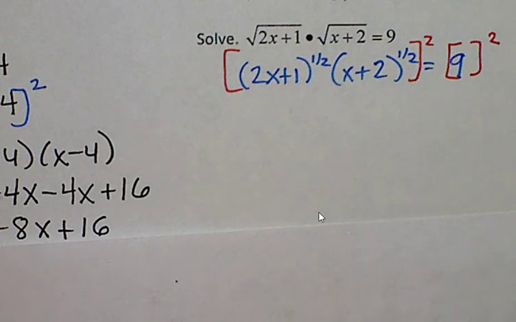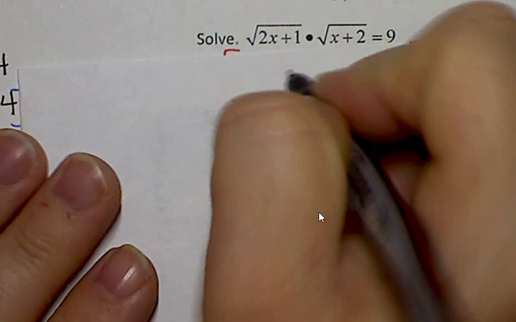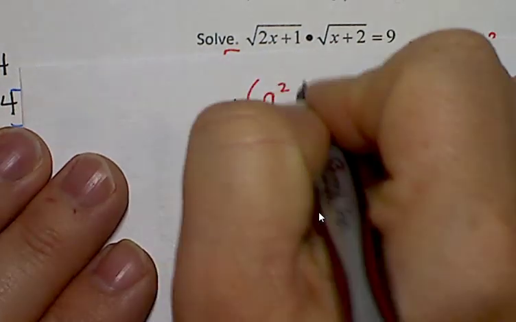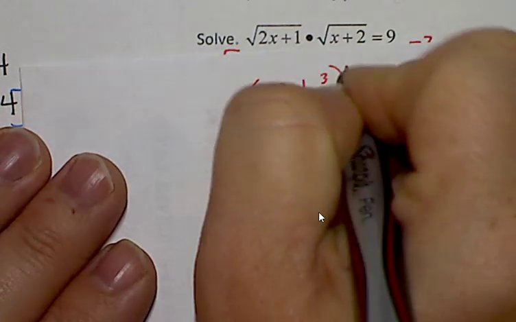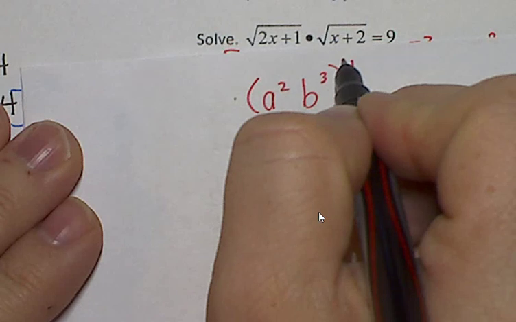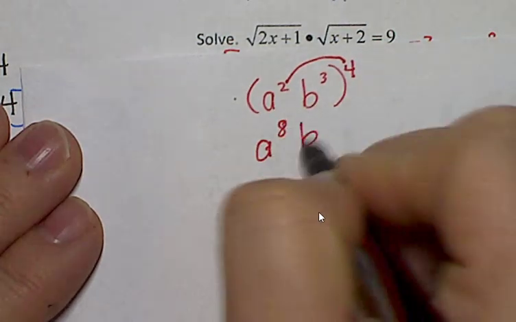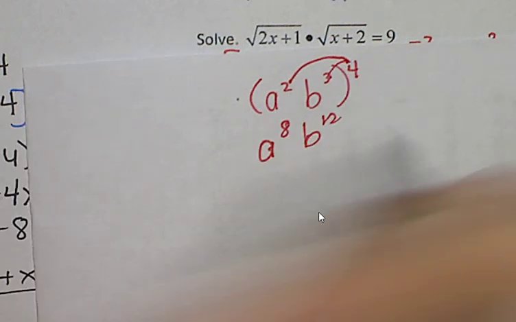And to not confuse you, I'm going to put this up here just as a little review. Please look at this. This is obviously something different, but I want to just review exponents with you. If I told you right now to simplify this, remember that you're going to take the exponents and multiply. So this is a to the 8th and b to the 12th. It has to be applied to both.